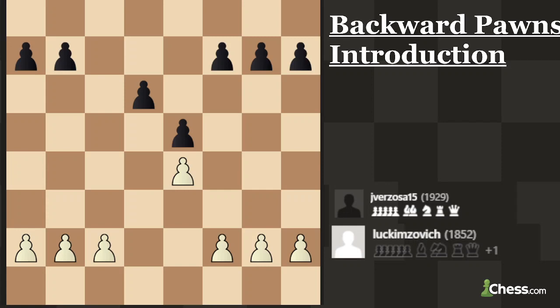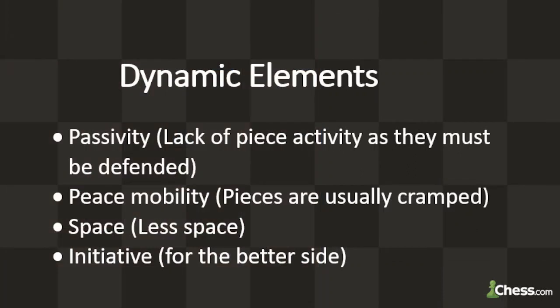So just to do a quick recap, these are the dynamic elements that are involved when you have backward pawns. The weak side has passivity, which is lack of piece activity, as they must be defended. There's piece mobility, right, which is another dynamic element. Pieces are usually cramped for the defending side, as you've seen in the games where pieces were back or behind the pawns. There were bishops on e7. It was messy. Then they have less space. I enjoyed more space in my game that we just recapped. I had the initiative for the better side.